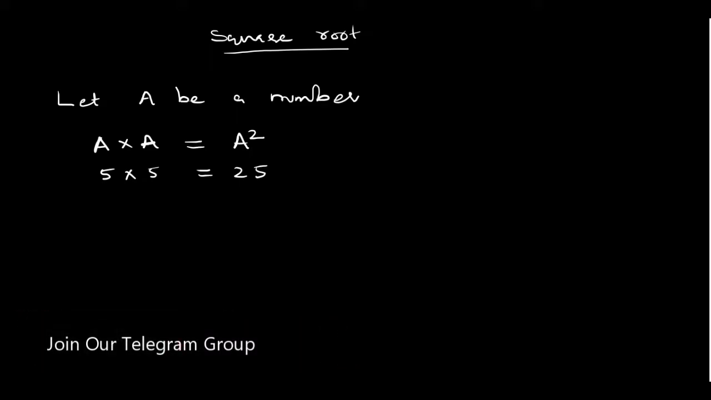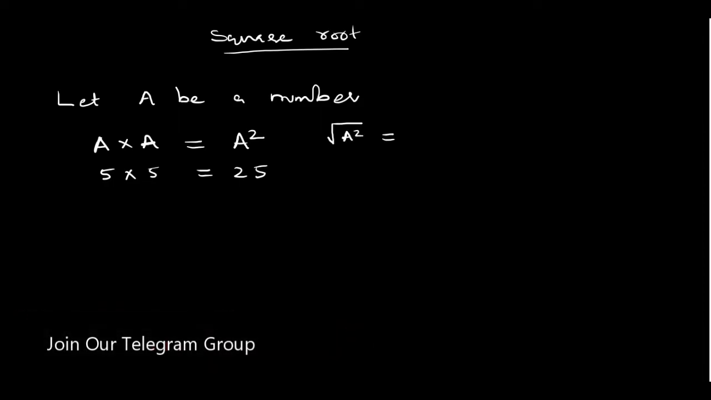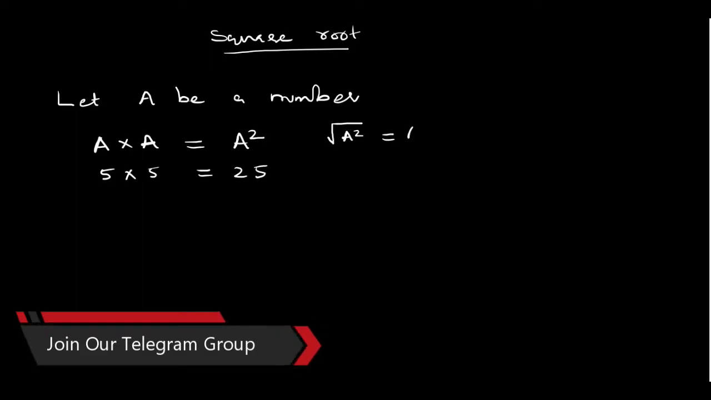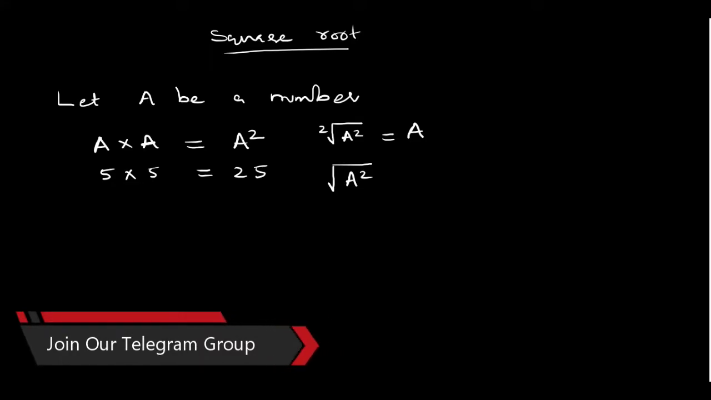Now, if you want to find the square root of A square, how do you find it? If you write it like this, this is a square root. Square root of A square equals A. Actually, here a 2 is there, but normally we won't write that 2. We will just write the square root of A square equal to A. So we have A again.